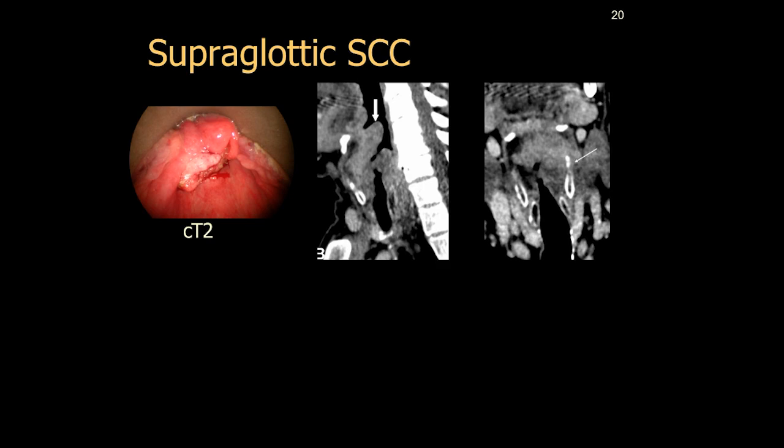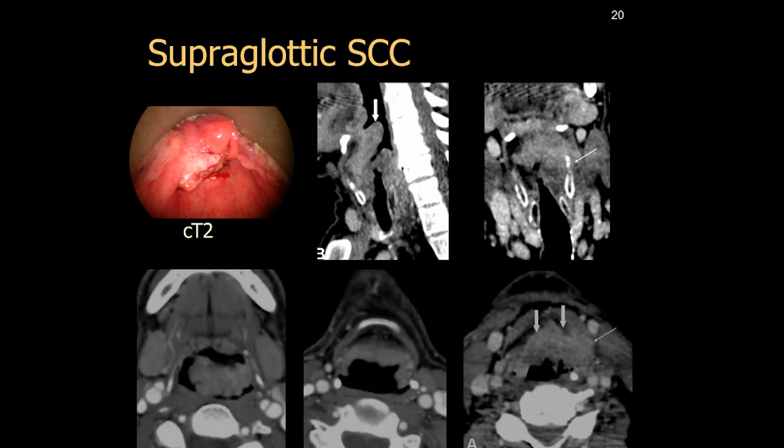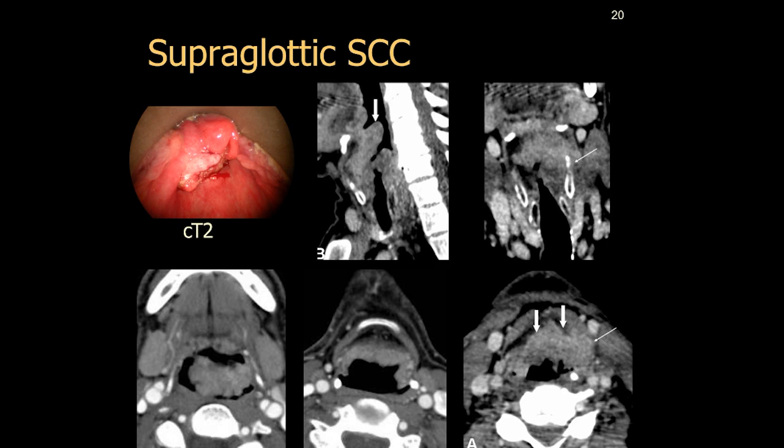You can see that the tumor is extending also through the thyrohyoid membrane to the extralaryngeal compartment and invading the strap muscles. You can see the same findings on the axial images with anterior and lateral extension outside the larynx, which is not visible on endoscopy, and this is exactly why cross-sectional imaging is so important in staging. So what was clinically a T2 tumor now becomes a T4 tumor.